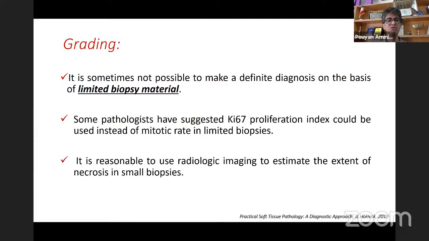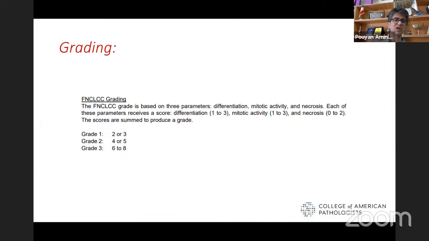It is reasonable to use radiologic imaging to estimate the extent of necrosis in small biopsies when surgeons or clinicians ask you to provide the grade of the tumor with a small incisional biopsy. You have to use a radiologic image to assess the necrosis of the lesion. Okay, the most common grading system is FNCLCC, which is based on 3 items: differentiation, mitotic activity, and necrosis.